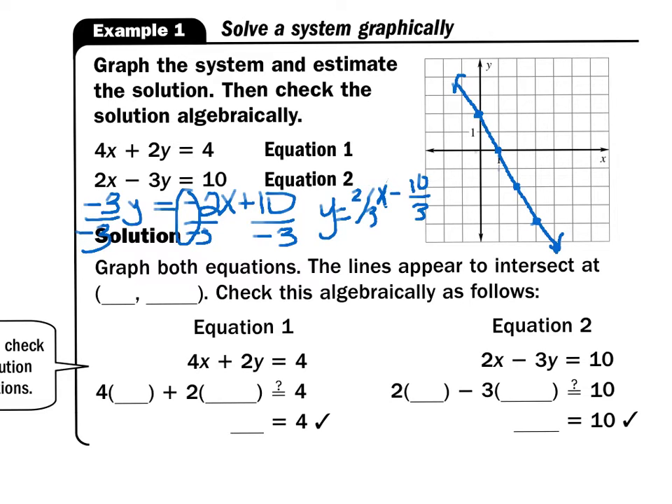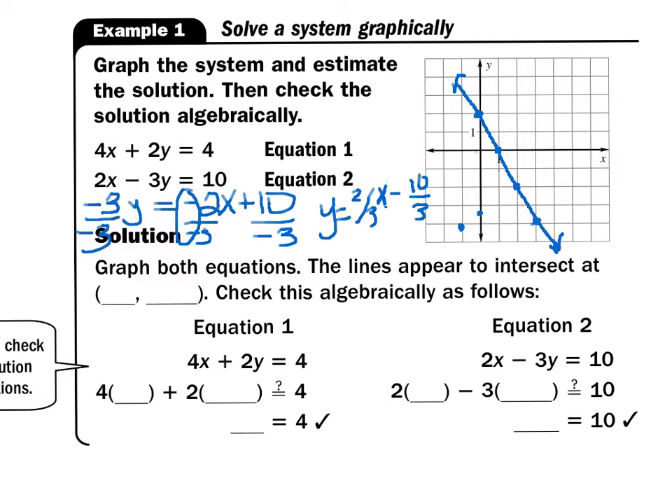Let's just go ahead and do an xy box. So if I put in a 0 for x, what am I going to get out for y? Negative 10/3, and that's negative 3 1/3. So that would be about right here. Now if I put in a negative 1 for x, that would be negative 2/3 minus 10/3. So that'd be negative 12 thirds, which would be negative 4. So negative 1 is 1, 2, 3, 4.